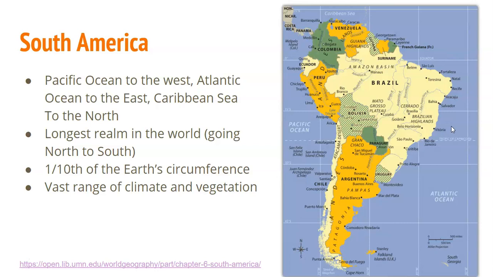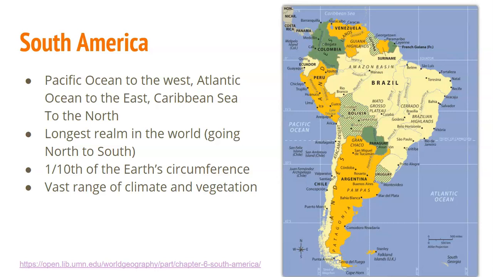South America is smaller than North America. It's also smaller than Africa or Asia, of course, Africa being a very, very large continent. But it is larger than Europe. It's larger than Australia. So in terms of size, it's kind of in the middle. It is the longest realm, which is interesting. It's 1/10 of the Earth's circumference, and that's going to make a big difference in terms of the vast variety we see here in climate, vegetation, and people as well.